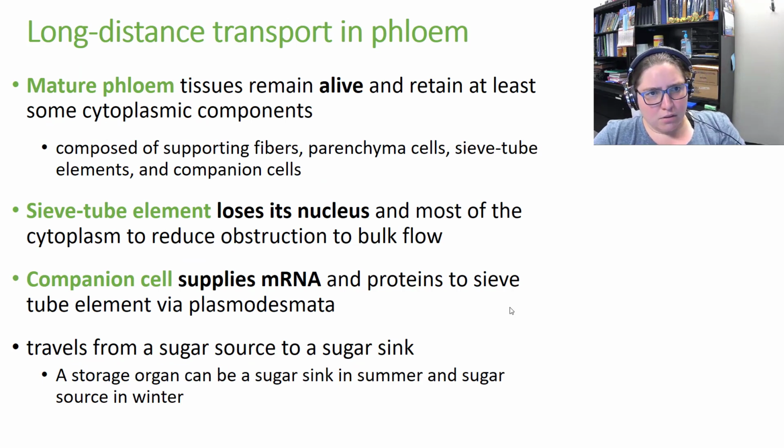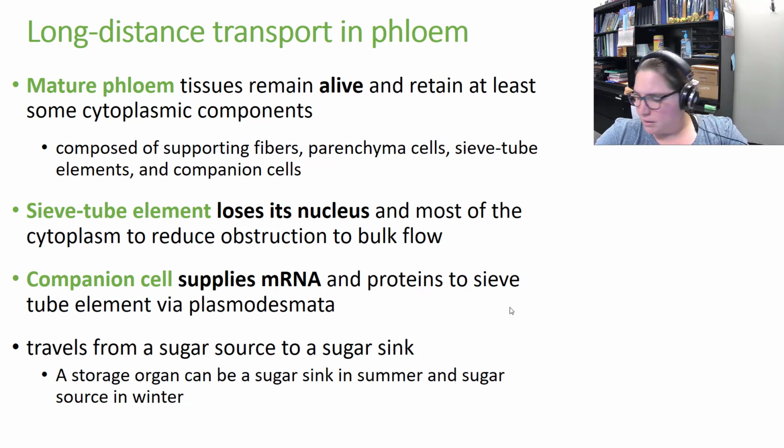Long distance transport in the phloem is a little bit different than in the xylem, because the phloem is actually alive at functional maturity, and phloem cells retain at least some of their cytoplasmic components. So you've got supporting fibers, parenchyma cells, sieve tube elements, and companion cells. Sieve tube elements lose their nucleus and most of their cytoplasm so that bulk flow can occur quickly through them, but they're supported by companion cells that supply their mRNA and proteins by way of connections called the plasmodesmata. Sugar is going to travel from a sugar source to a sugar sink.